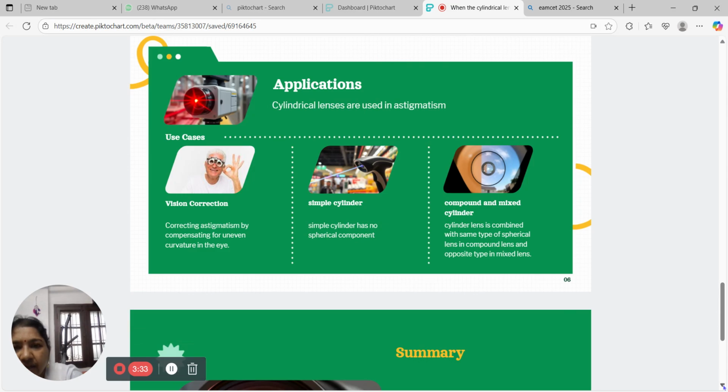And coming to where these cylindrical lenses are used: cylindrical lenses are used in astigmatism. They are used in correcting astigmatism.